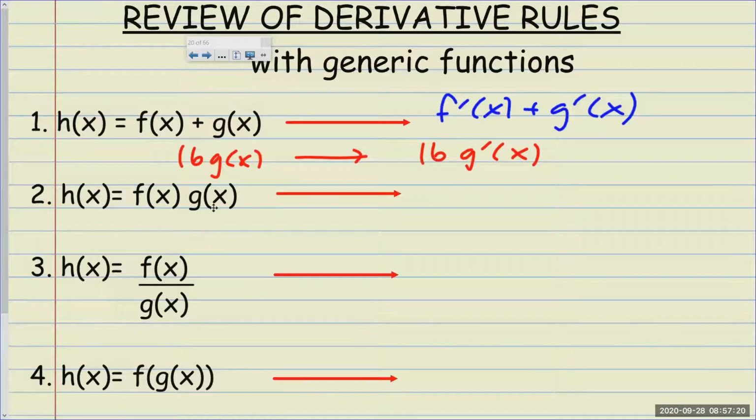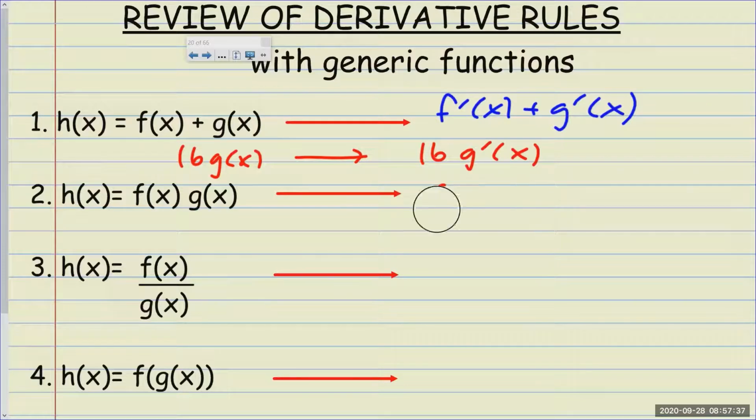Okay, it's not that easy when you have two things multiplied together though. Number one wrong answer is h prime is f prime times g prime. Does that make sense? The derivative of f times g is not f prime times g prime.